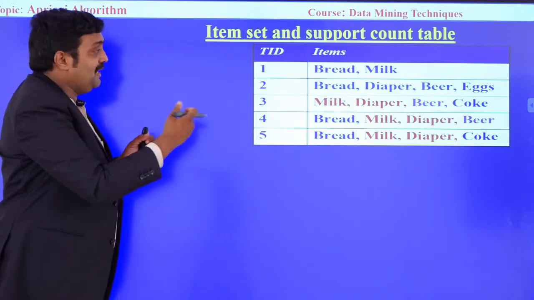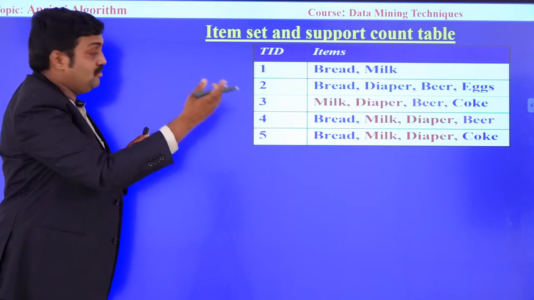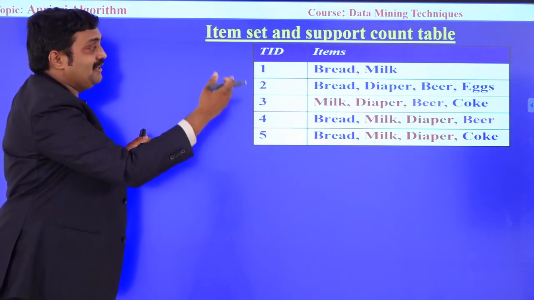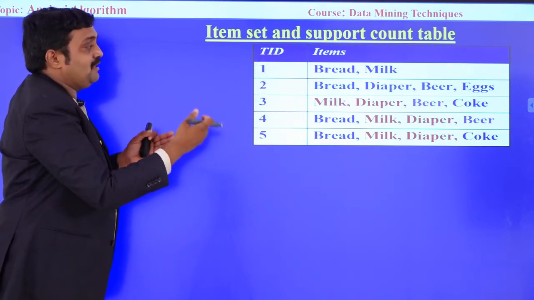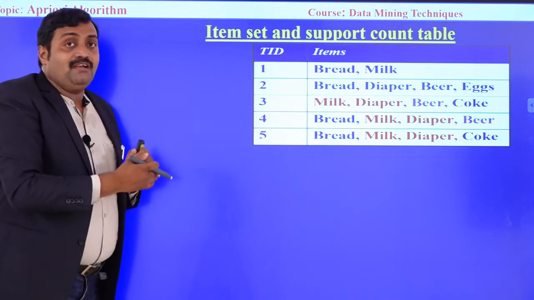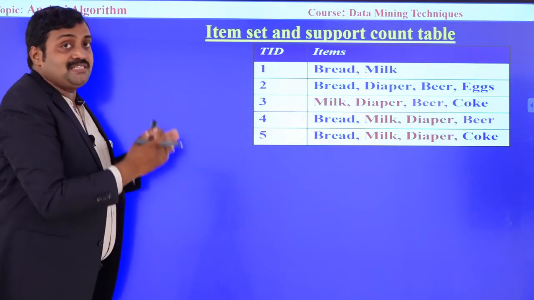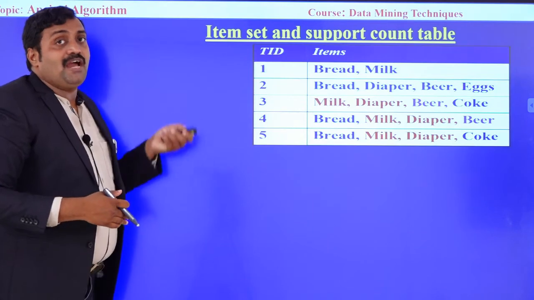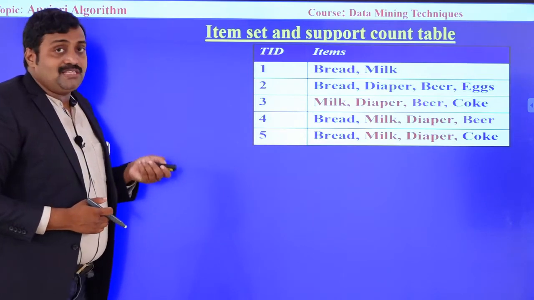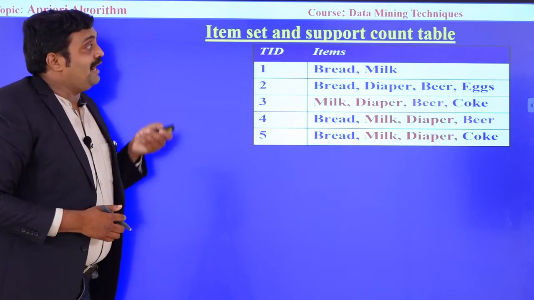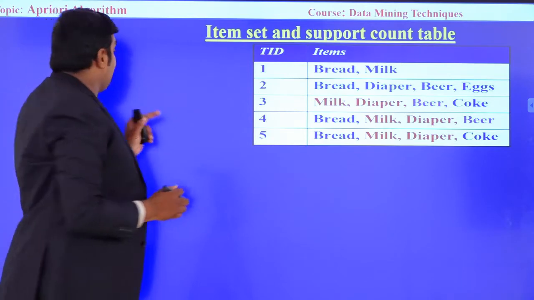Third customer purchases milk, diaper, beer, coke. Fourth, bread, milk, diaper, beer. Fifth, bread, milk, diaper, coke. Like that, 5 different customers purchase different combinations of items. Now, first I am going to do the support count. How am I going to do the support count?